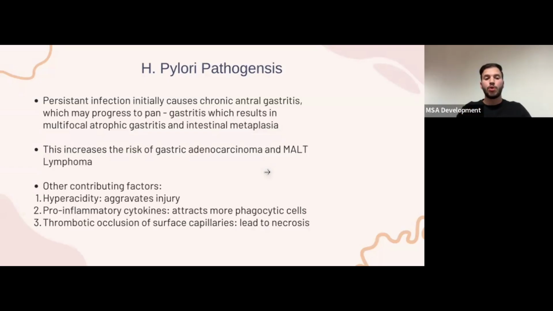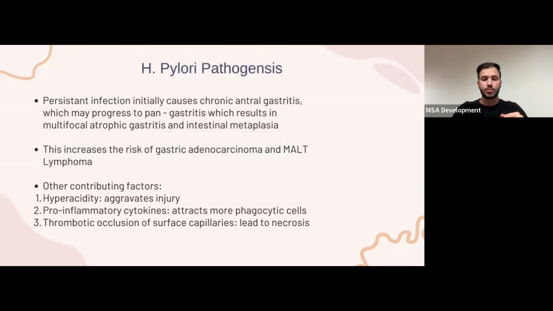Second, we have the pro-inflammatory cytokines that attract more phagocytic cells. For example, CagA induces the cytokine release, and this causes, as I mentioned, attraction of the inflammatory cells. Finally, we have thrombotic occlusions of the surface capillaries that lead to necrosis. H. pylori causes inflammatory damage to the microvascular structure, leading to microvascular thrombosis. This will decrease the blood flow and lead to ischemic necrosis, worsening the injury that H. pylori causes.